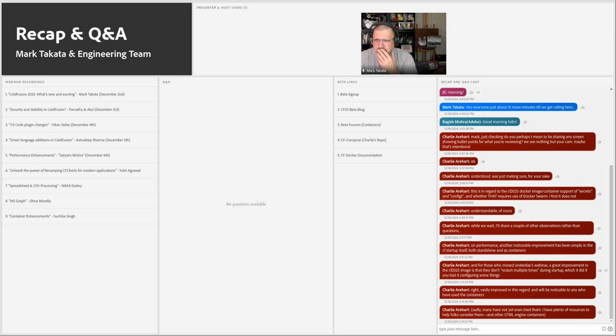Oh yeah, and Charlie, I did want to mention also in the beta links, there's a link to CF Compose, which is a repo that Charlie made that has a lot of really interesting resources for you that are container related. I didn't update that since yesterday, but it's useful that I left it in there because that was a really useful link, as well as some CF Docker documentation that I left in there. Looks like I missed cleaning that up, but hey, it's useful. There you go.